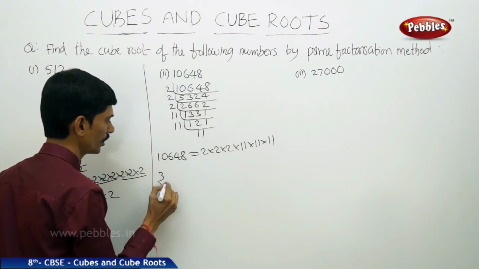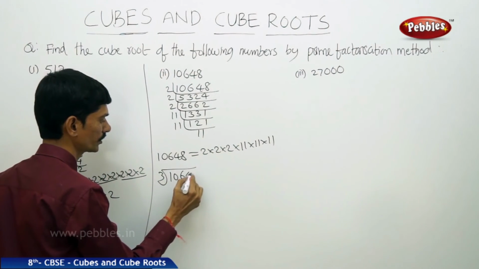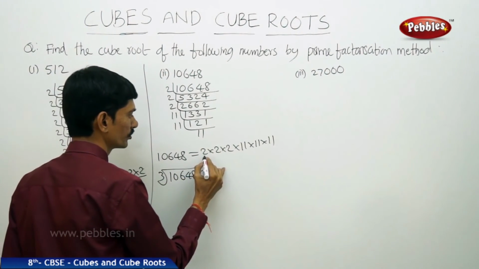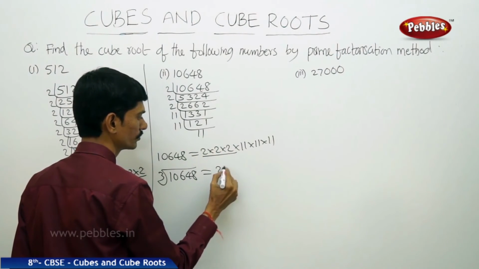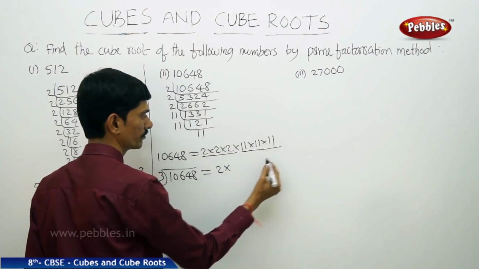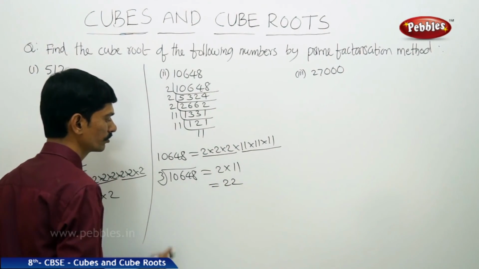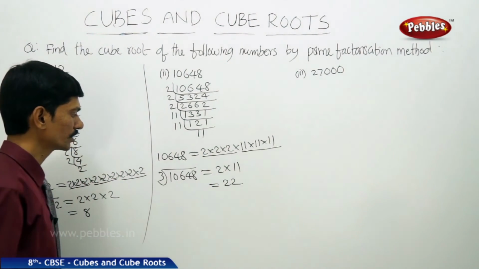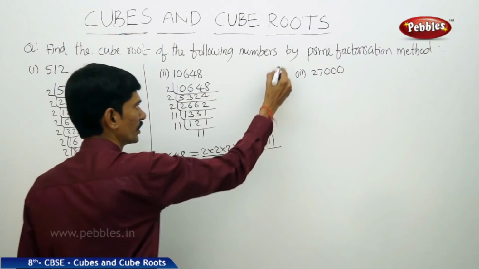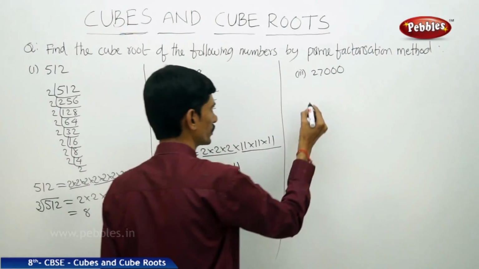Then the cube root of 10,648 equals: for these 3 2s we can take one 2, for these 3 11s we can take 11. This equals 11 2s are 22. So the cube root of 10,648 is 22. Next, 27,000.